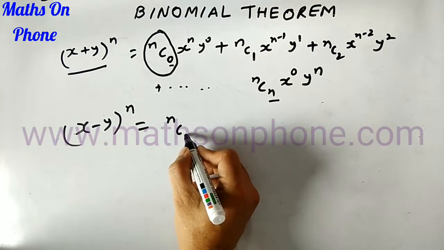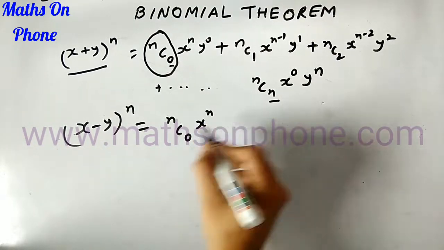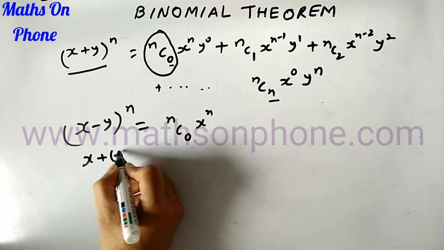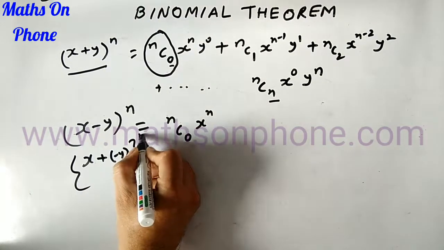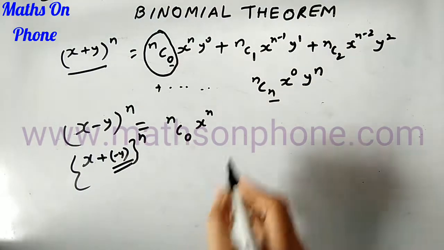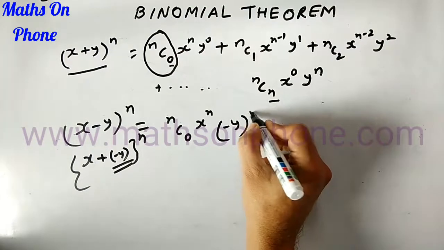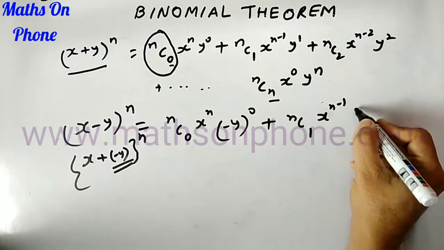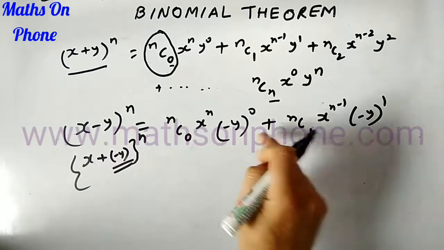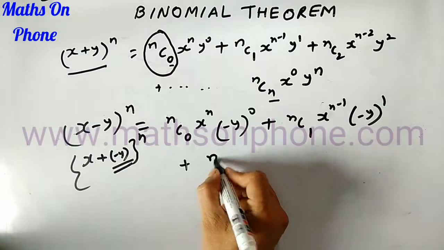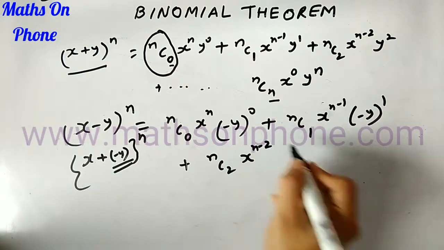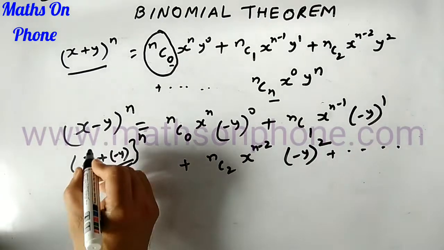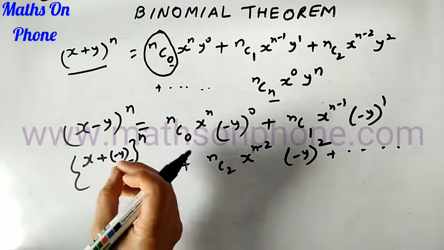You just write nC0 x^n. What is y here? Can we write this as (x + (-y))^n? So here the second term is minus y. So it is (-y)^0. nC1 x^(n-1) (-y)^1. So it will be negative here. Same way nC2 x^(n-2) (-y)^2. This way you can just find the expansion of (x - y)^n easily.